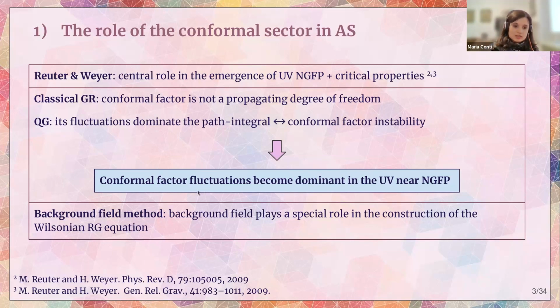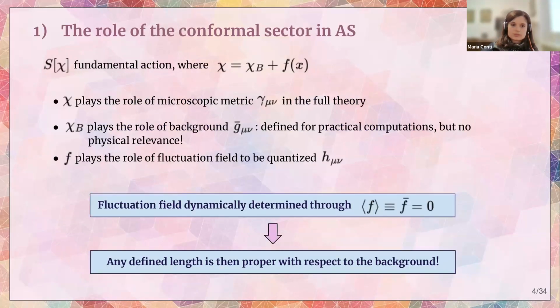In particular, we're going to implement the background field method. We'll see that the background field plays a very special role in the construction of the Wilsonian RG equation. The idea is that we start with a fundamental action S of chi, where chi is a fundamental field, which we split into two components: one is chi_b and the other one is F. While chi plays the same role as the microscopic metric gamma_mu of the full theory, chi_b plays the same role as the background G bar_mu. We know it is defined for practical computations, but overall has no physical relevance, and this is very important. Similarly, F plays the role of the fluctuation field, which has to be quantized and usually goes by the name of H_mu in the full theory.